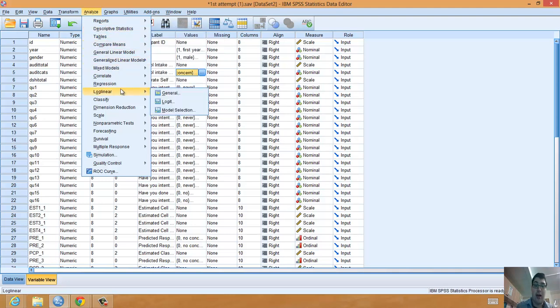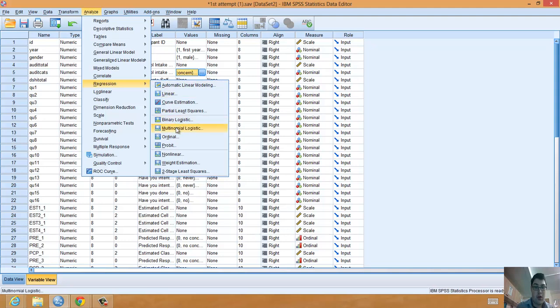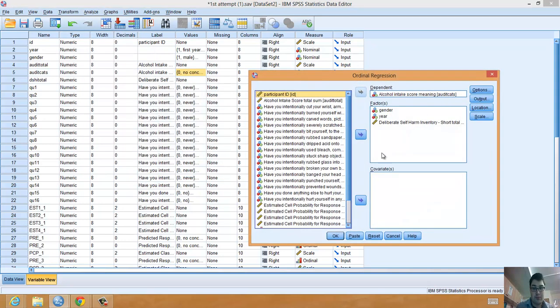You go Analyze, Regression, Ordinal. Here's one I prepared earlier. So we want to make sure we've got our dependent variable there and our independent factors. If we want covariates, we put them down there. In your example, I don't think we do.